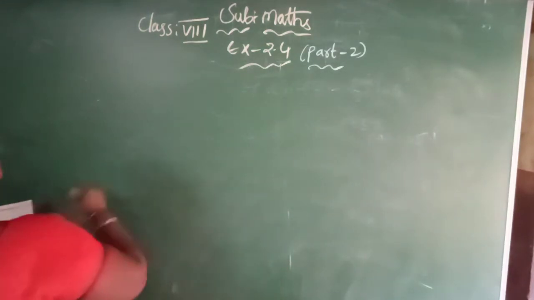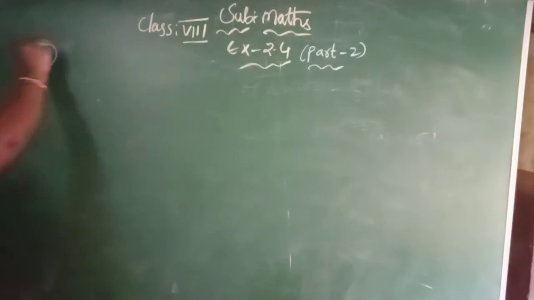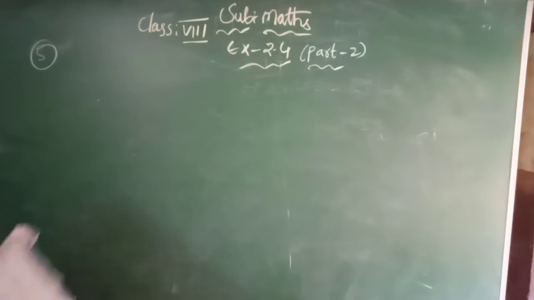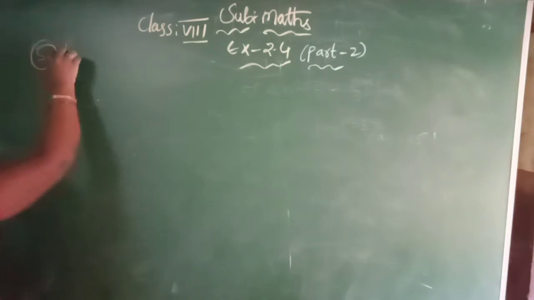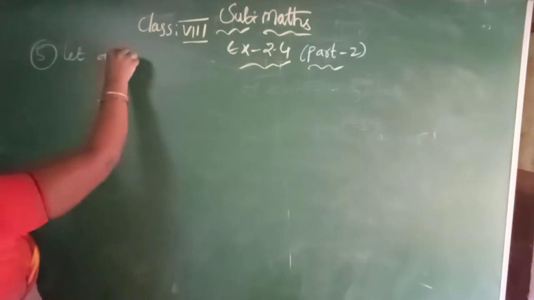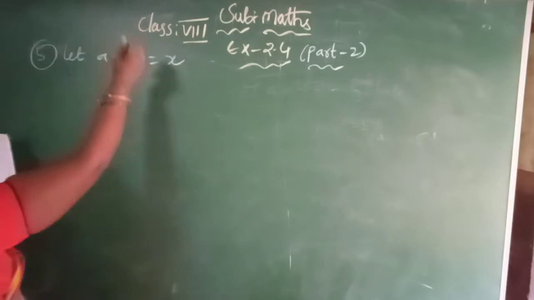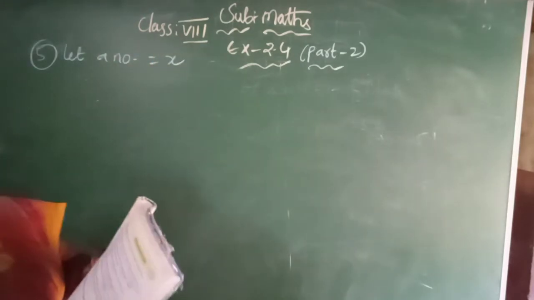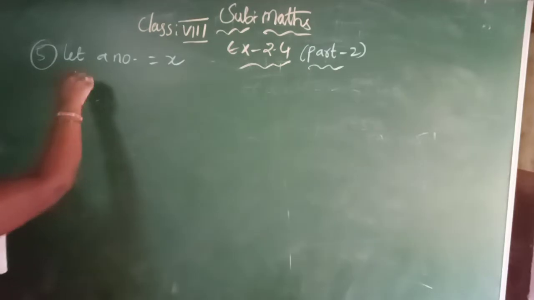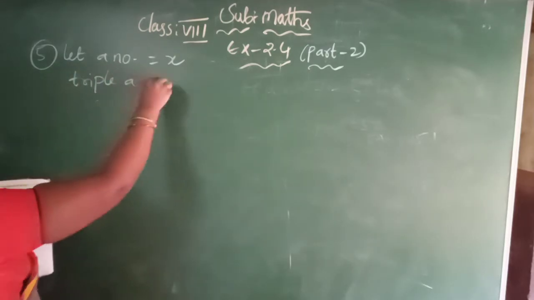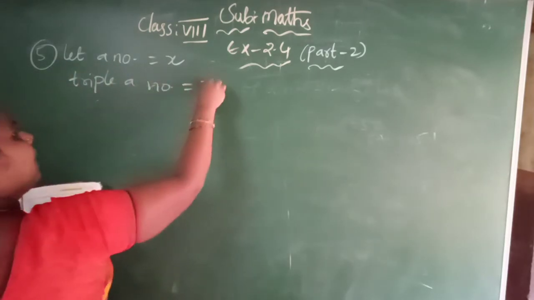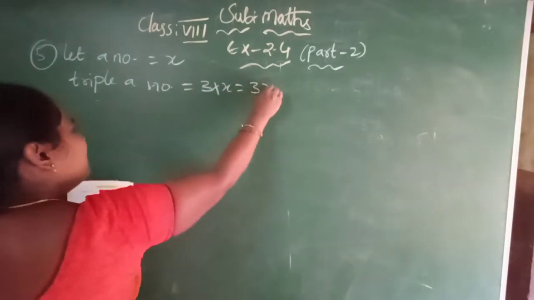So what is the fifth problem given here? When I triple a certain number, I don't know the number. So let the number be x. Next, what is given? Triple a number. Triple a number means what? 3 times a number, 3 into x, that is 3x.